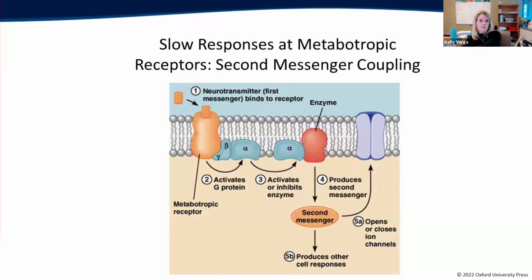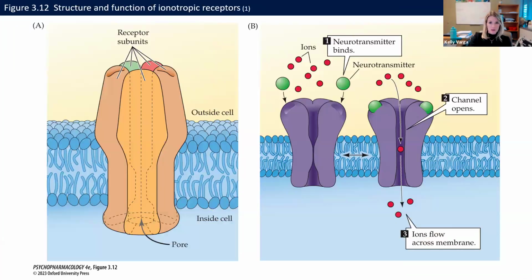Maybe I ask you, fill in the steps. Maybe I ask you, what is the difference between metabotropic and ionotropic, right? This is slow, this is fast. True, false. Metabotropic receptors need a ligand, true. Channels need a ligand, false, right?